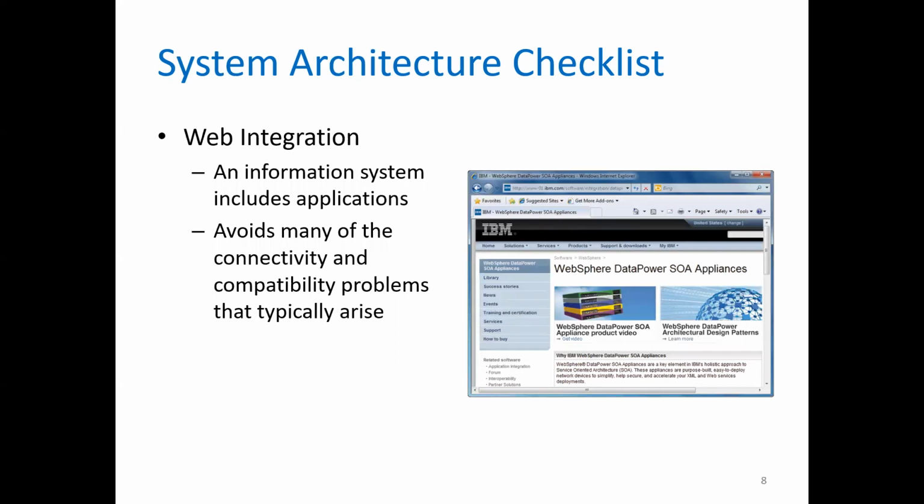Web integration. The word web integration generally comes from the word system integration. System integration is defined in engineering as the process of bringing together the component subsystems into one system and ensuring that the subsystems function together as a system.